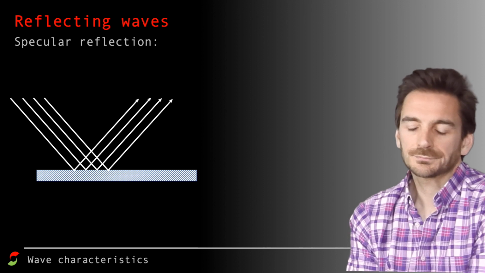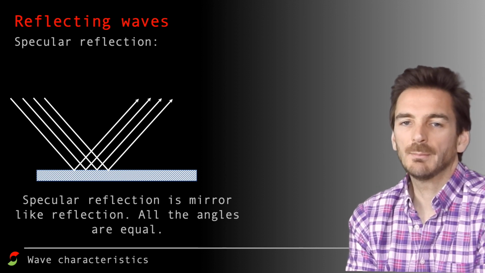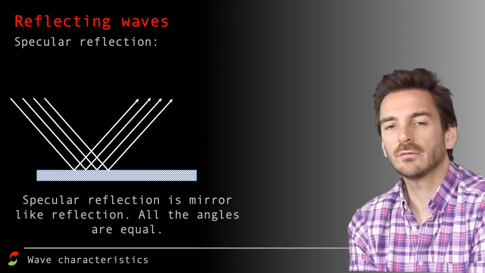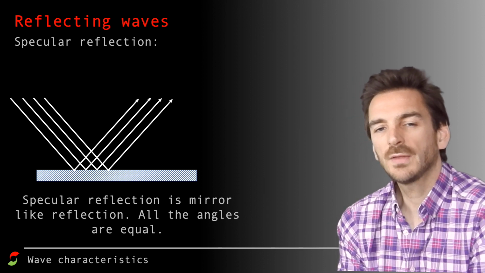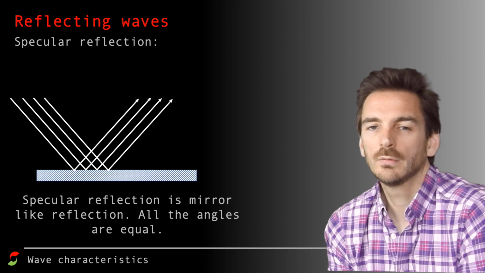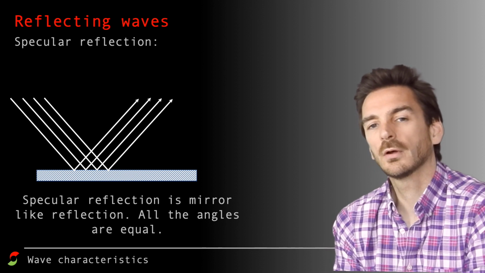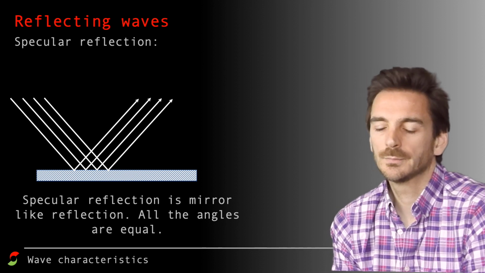Just like this. And that means that you're going to get a nice shiny surface. So rays of light that reflect off a mirror, that's an example of specular reflection, because all the rays of light bounce off with the same angle.